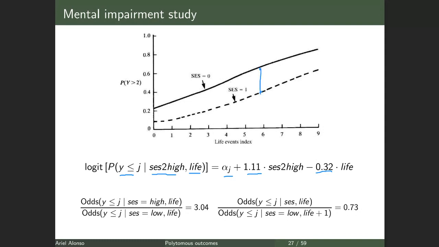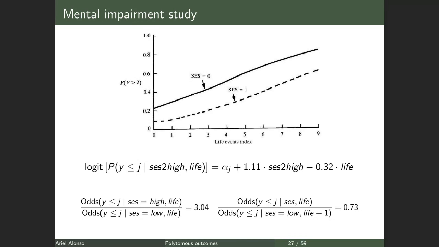So the probability, for instance, of having a response larger than 2, so that's the probability of having a mental problem, because 1 is being well. So the probability of having a mental problem is this line for socioeconomic status equal to 0. That means for poor people, the probability of having a mental problem is going to be always larger than the probability of having a mental problem for people that are in the high socioeconomic status. And that's going to be the same for all numbers of life events. So what is this coefficient over here?